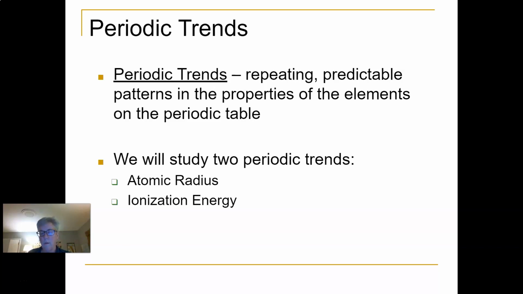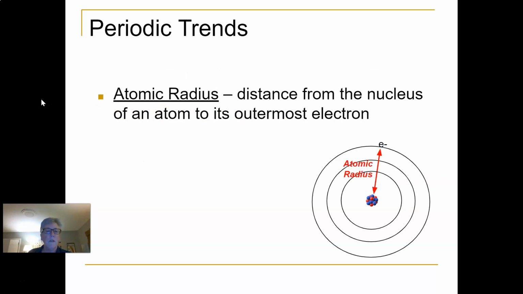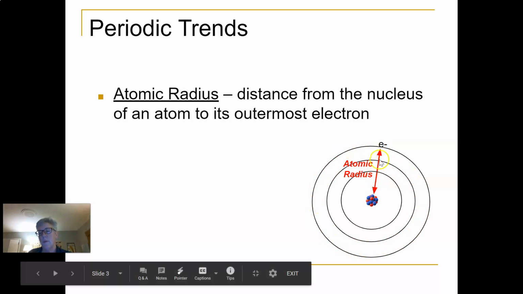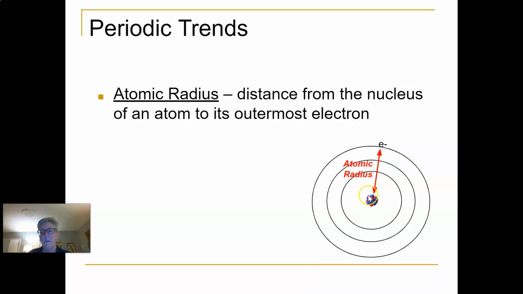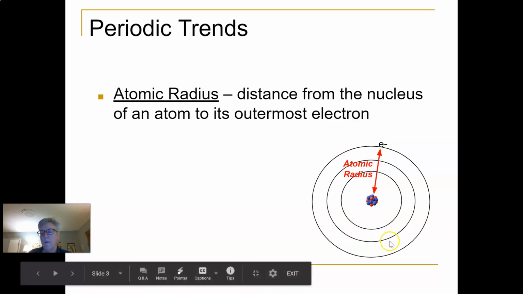Okay, and so today we're going to learn about two of these different patterns or trends. The first one's called atomic radius, and the second one's called ionization energy. All right, so let's start with atomic radius. That just refers to basically how big an atom is, and it's defined as the distance from the nucleus to wherever the outermost electrons are. So in this picture, this atom has 3 energy levels. So for this particular example, that distance out to the 3rd energy level from the nucleus would be the atomic radius.